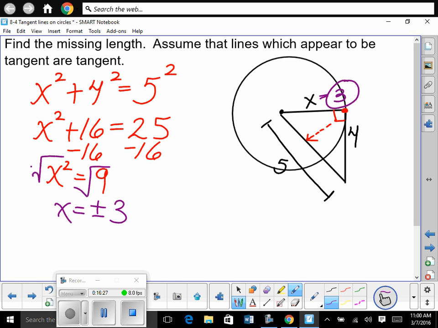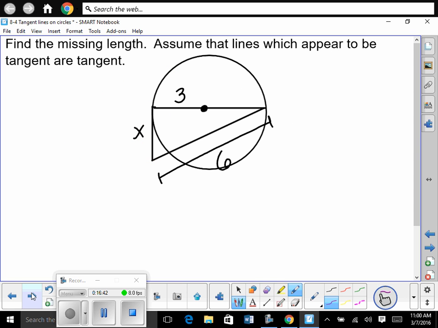Can we just take the hypotenuse squared and subtract the 4 squared? That's exactly what you're doing in your head. That's the algebra behind it, because when you take 5 squared minus 4 squared, right? Okay, let's do another one.